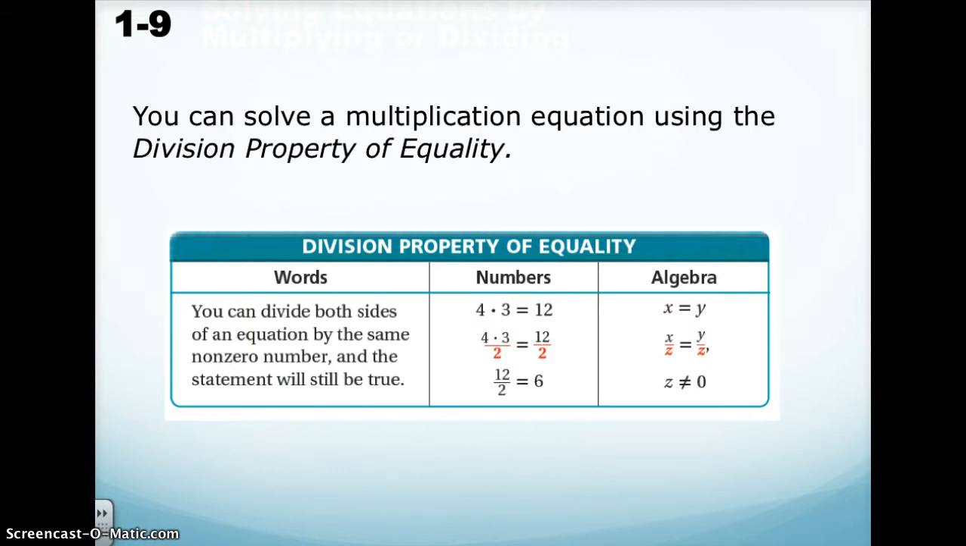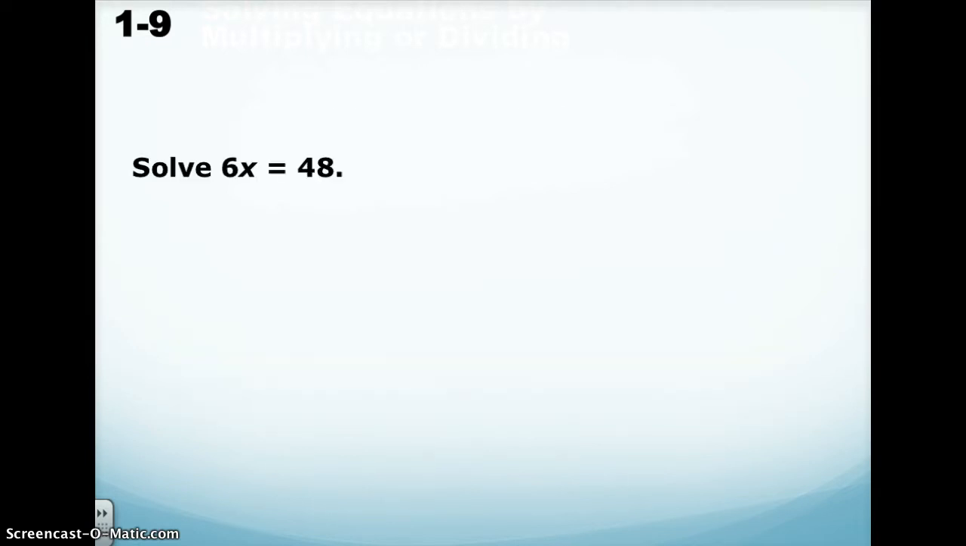But if you look at the number examples, we have 4 times 3 equals 12. If we just chose a number, we could divide both sides by that number and it would keep it balanced. So we could divide both sides by 2 and it would still be an equation. So let's take that concept further.